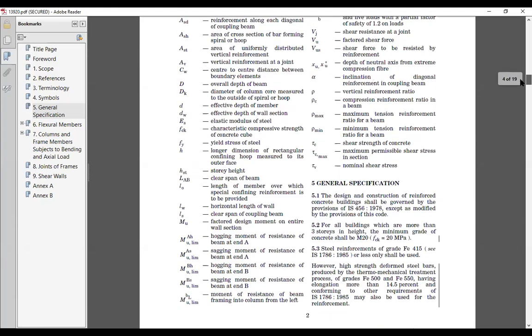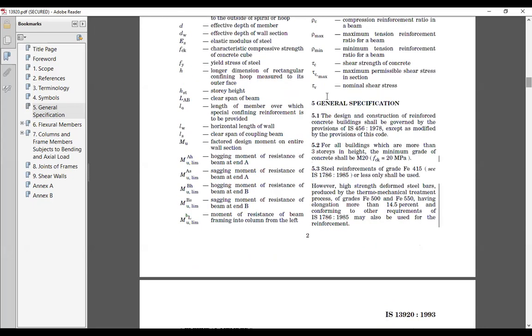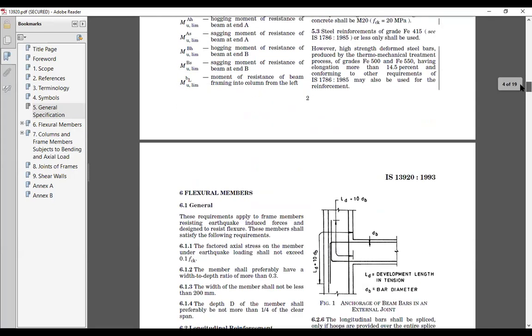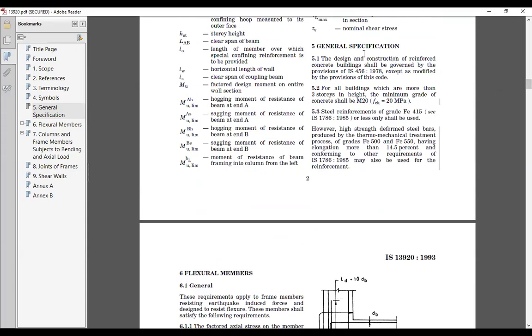So here you can see the general specification, right? This is what I was discussing. General specification, clause number 5.1. The design and construction of reinforced concrete buildings shall be governed by the provisions of IS 456, except as modified. And the second clause was, for all the buildings which are more than 3 stories, the minimum grade is M20, and steel reinforcement of FE 415 or less only shall be used. Okay, so these are the general guidelines. So this was the general specification.